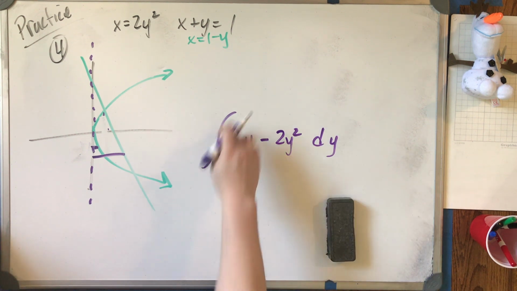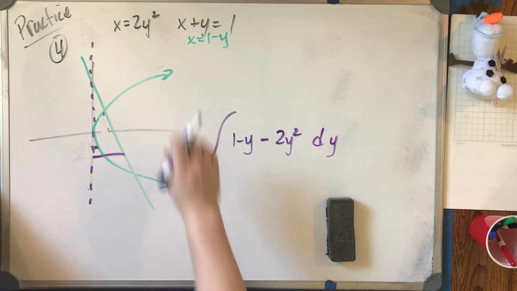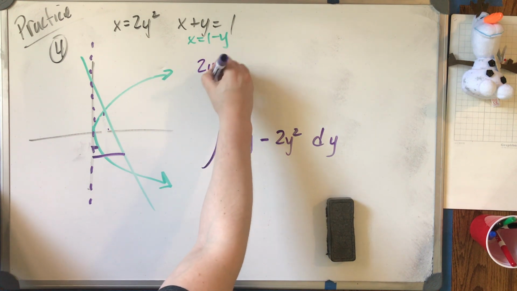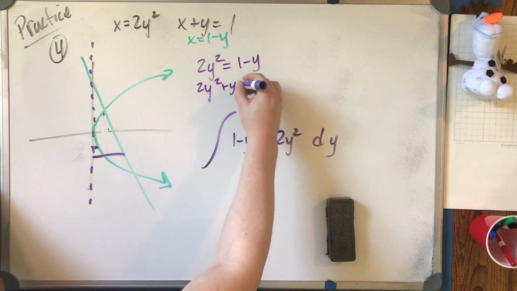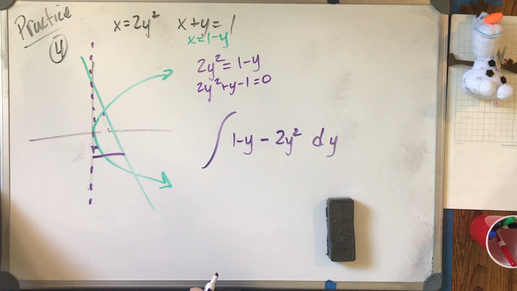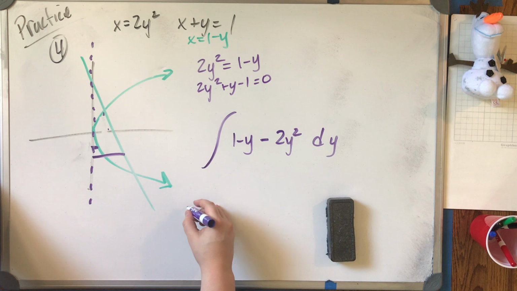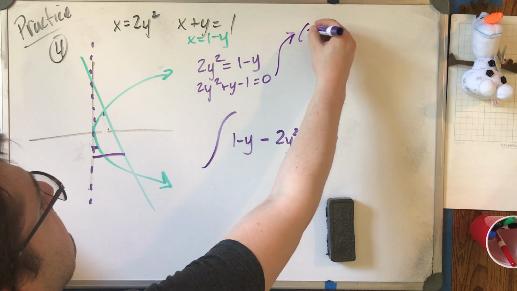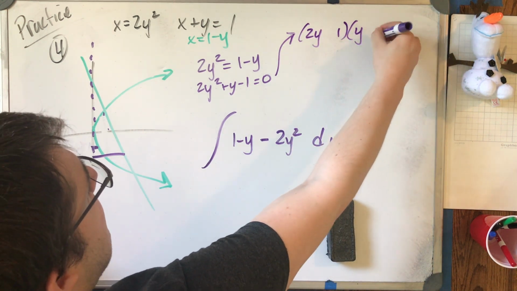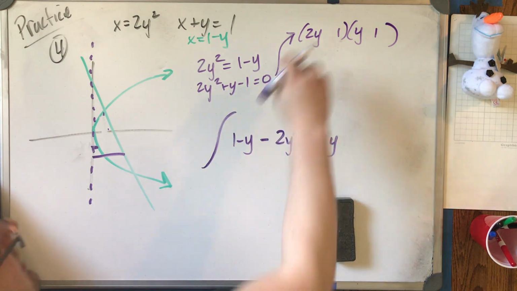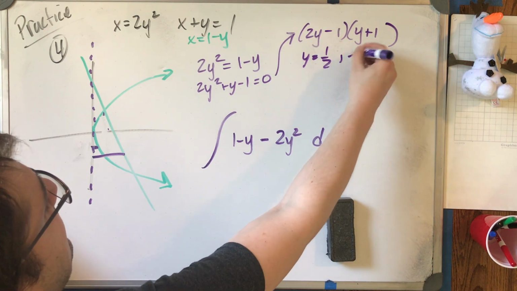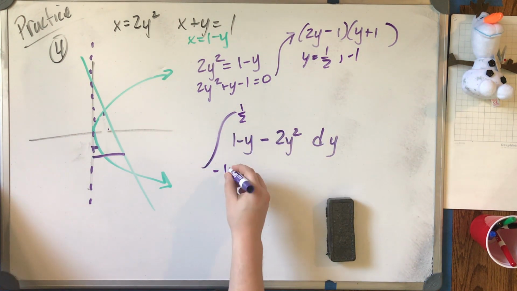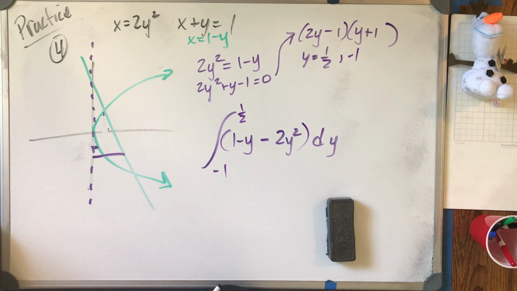dy. And I need to know what my bounds are, so I'm just going to set these two equations equal to each other. So I have 2y squared equals 1 minus y. So that's 2y squared plus y minus 1 equals 0. I ran out of room up there, so I'll write it over here. I'm going to have 2y and y. I need the middle term to be positive, so that's going to be here and here. So I'm going to get y equals 1/2 and negative 1. So negative 1 to 1/2. And then again, if you have a calculator, use your calculator. If you don't, then we just do it the old school way.